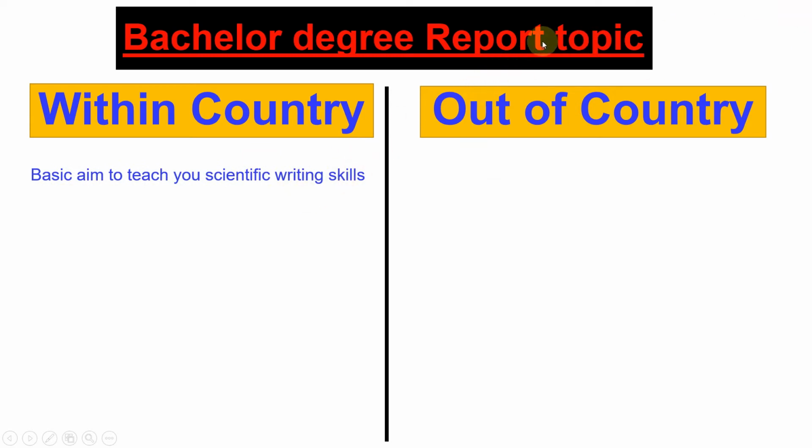Actually, your supervisors and your teachers want to teach you basic scientific writing skills at this level. At the bachelor level, you don't know what scientific writing is, what a research article is, what a review paper is, and what the different parts are, like introduction, material and methods, results, and discussion sections. So the basic aim is to teach you scientific writing skills. Whether you are within the country or out of the country, every teacher or supervisor will try to teach you the basics of scientific writing.